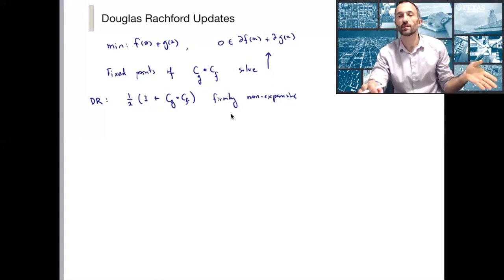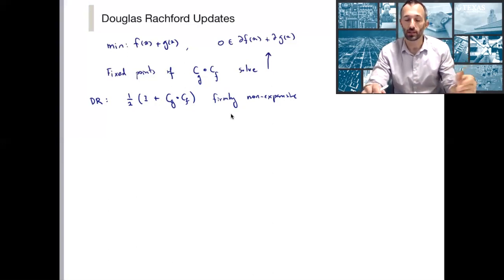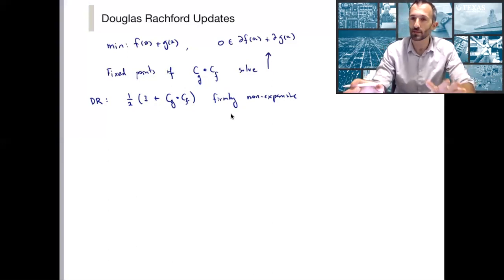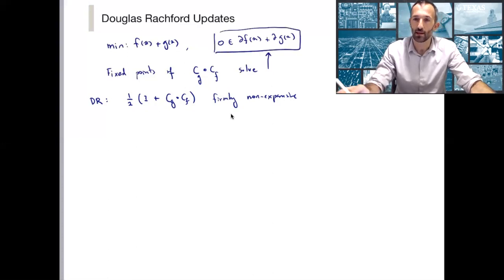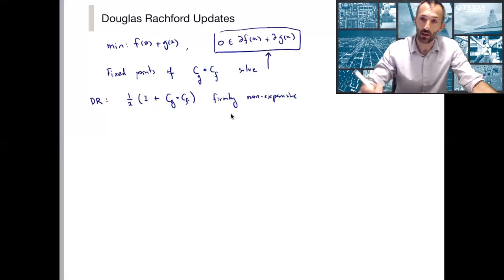And as we've discussed, the set of fixed points of an averaged operator is the same as the set of fixed points of the non-expansive operator. So this idea solves the problem and gives a solution to this set of generalized equations.